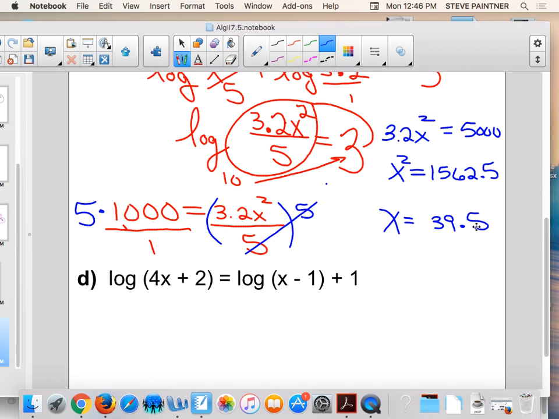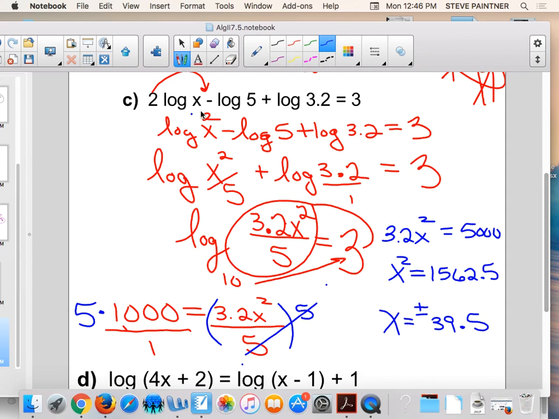Exact? No. Oh, you round it? Okay. But wait a minute. I thought you always bring in 2 answers, don't you, when you take the square root of both sides. But does negative 39 really work? And you know it doesn't work. Why?